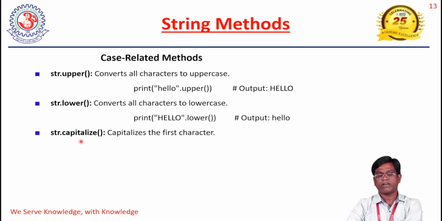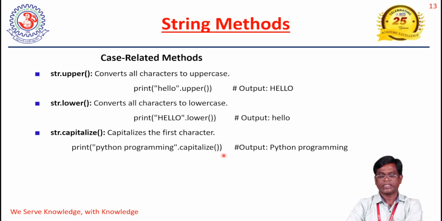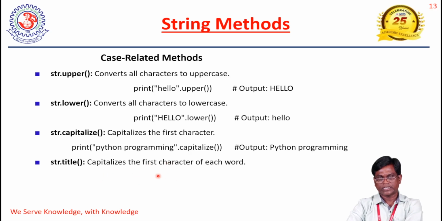Next one, str.capitalize. This method will convert the first character in the given string to uppercase. See this example, the string "python programming" with capitalize. In that string, the first character, that is P, is converted to uppercase. Next one, str.title. It will convert the first character of every word in the given string to uppercase. Previously, capitalize converted only the first character to uppercase.